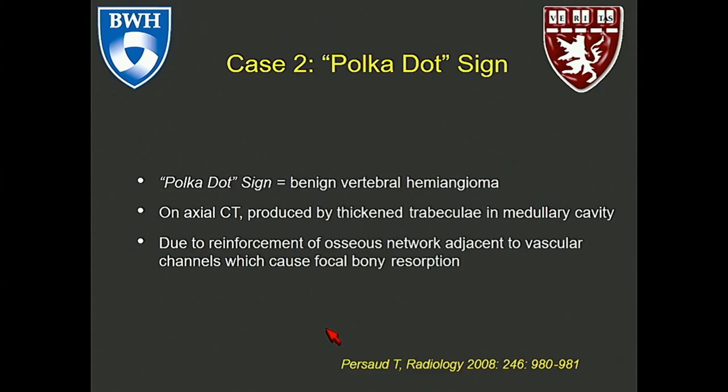So this is diagnostic of a benign vertebral hemangioma. Again, this is from the axial images that we see from these thickened trabeculae in the medullary cavity. And again, this is due to reinforcement of an osseous network adjacent to these vascular channels and endothelial cells, causing the bony focal resorption there.